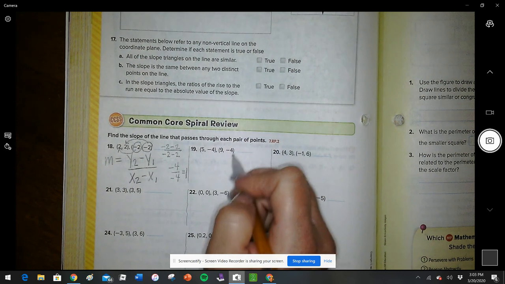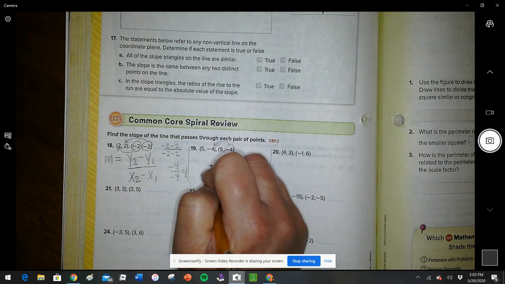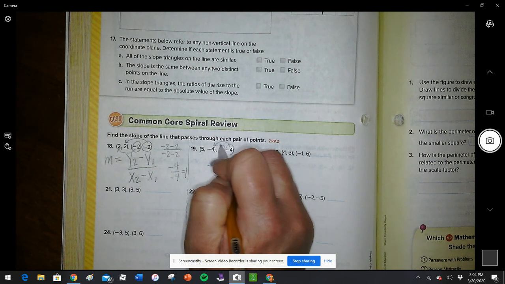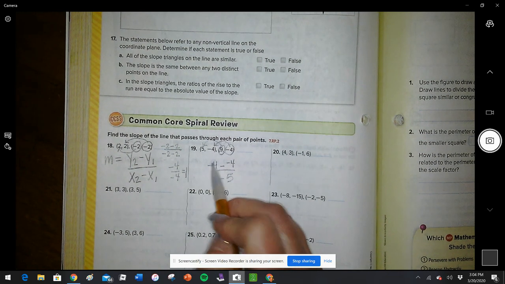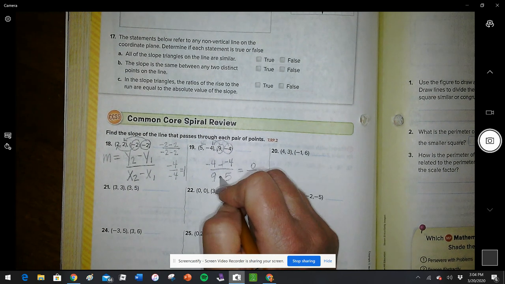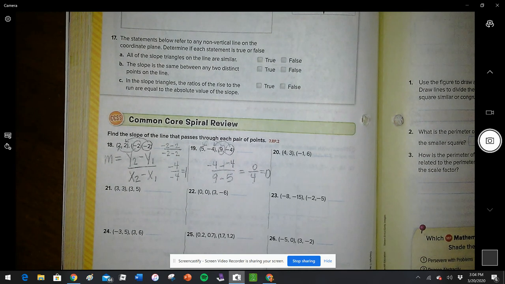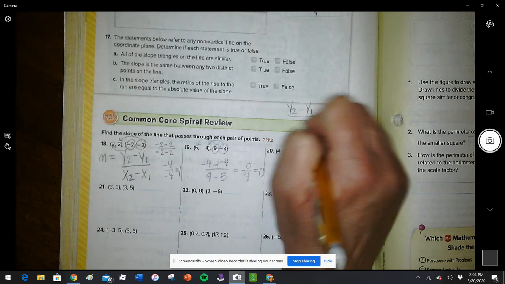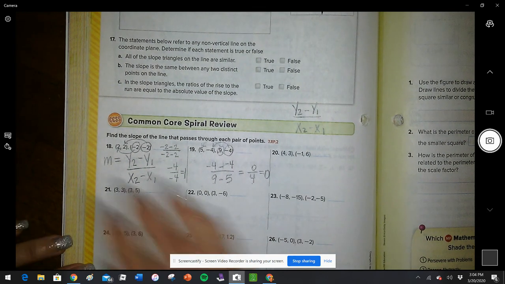Let's go do that one more time. So y2 minus y1. So -4 minus -4. 9 minus 5. Okay, so -4 minus -4 becomes -4 plus 4, which is 0. 9 minus 5 is 4. And then what's 0 divided by 4? 0. Okay, so again, don't forget this formula, y2 minus y1 over x2 minus x1. That's what you're going to be using for all of these problems.